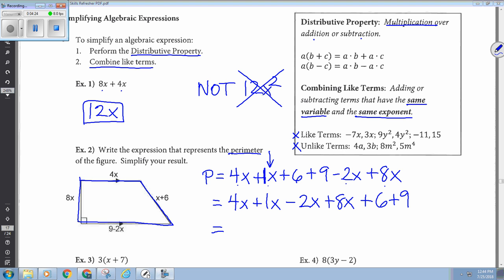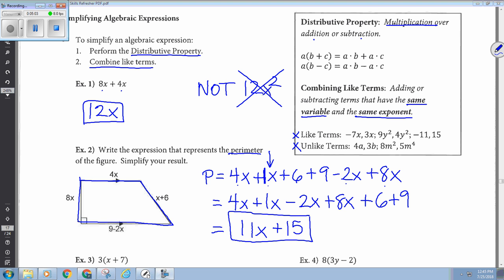Then you just combine your like terms. Everything with an x, the x stays, and now you just take care of the numbers. 4 plus 1 is 5, 5 minus 2 is 3, and 3 plus 8 is 11. 6 plus 9 at the end is 15. So your perimeter is 11x plus 15. That is your final answer. You cannot do anything else with that problem.